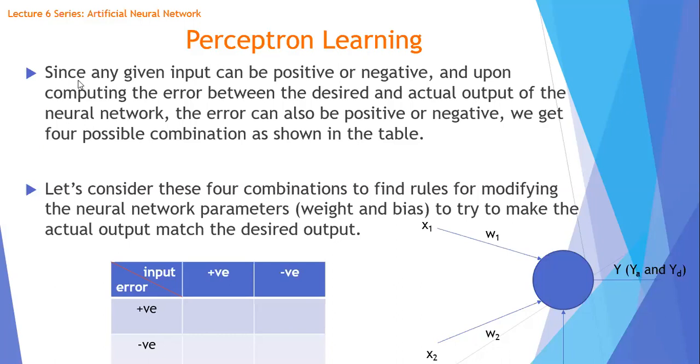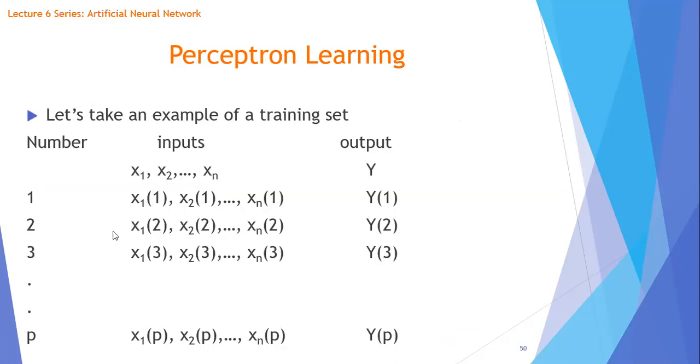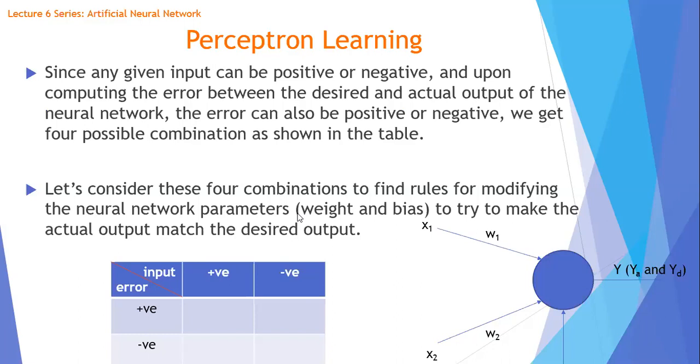So like you said here, the sign of error is fundamental for us to decide what to do with our weights. Since any given input can be positive or negative, these two inputs here, x1 and x2, we are assuming could be negative as well as positive. So we are taking a broad, general possibility for your input. In the same way, your error can also be positive or negative. So we get 4 possible combinations: input positive or negative, and error positive or negative. We want to see, for these 4 possible combinations, what you would want to do to your weights.